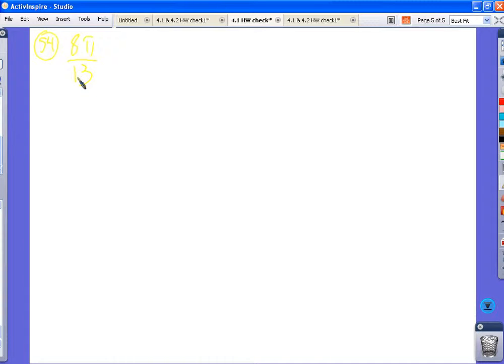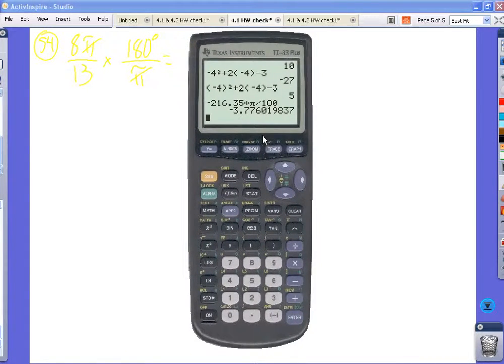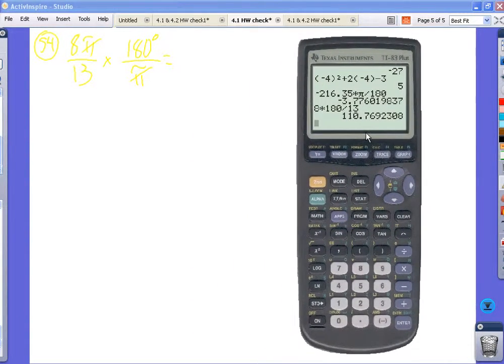Convert degree to radian. 8 pi over 13 times 180 over pi. Pi's cancel. Apparently this is not going to come out nice. Nice round number. 8 times 180 divided by 13. 110.769.